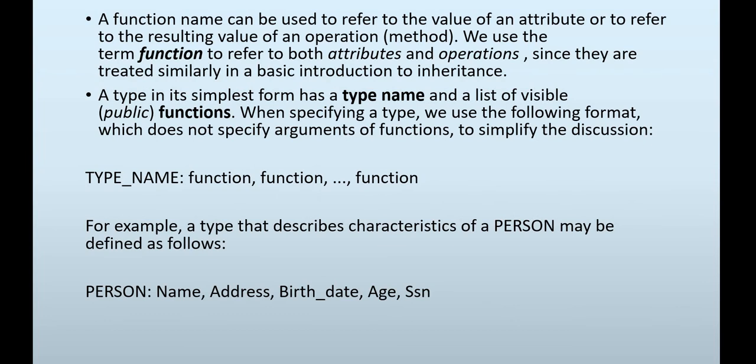A function name can be used to refer to the value of an attribute or to refer to the resulting value of an operation. We use the term function to refer to both attributes and operations, since they are treated similarly in a basic introduction to inheritance. A type in its simplest form has a type name and a list of visible functions.